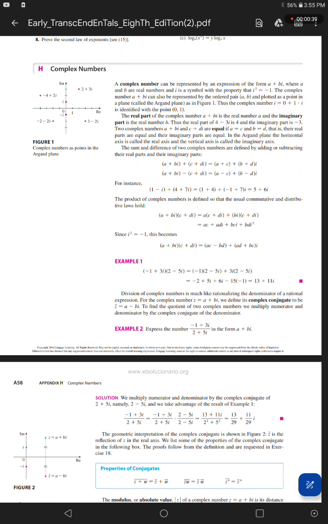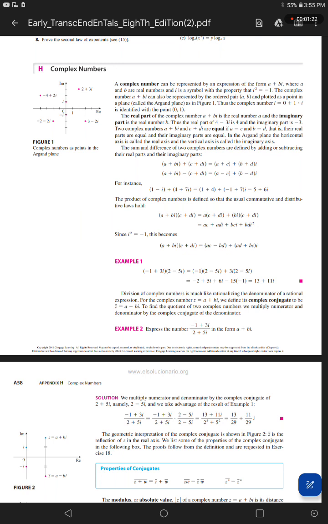Thus, the complex number i equals 0 plus 1 times i is identified with the point (0, 1). See figure 1, complex numbers as points on the Argand plane. You have point -4 plus 2i, point 2 plus 3i, point i, point -i, point -2 minus 2i, and point 3 minus 2i.